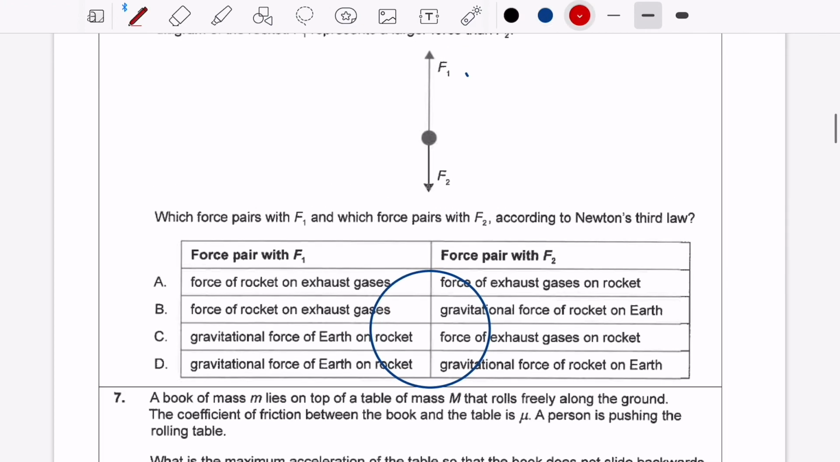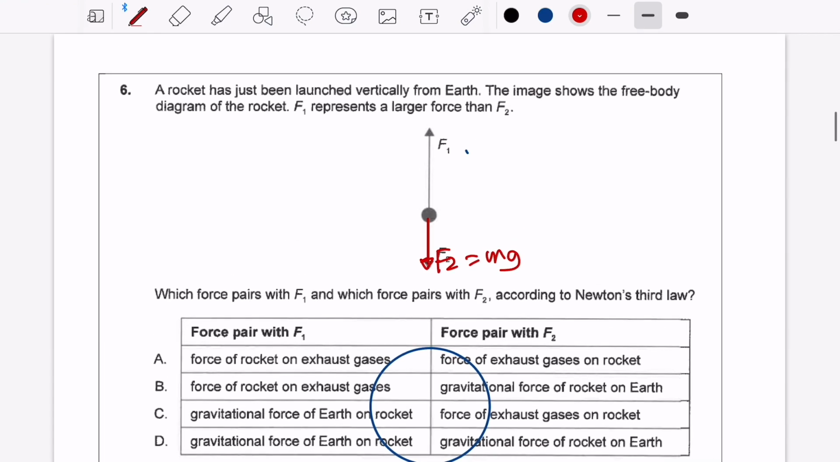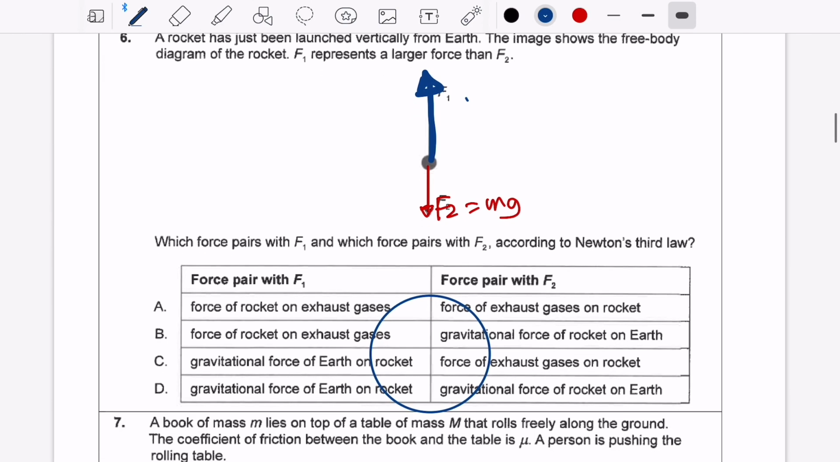Alright, and let's use different colors. This is the weight of the rocket, mg. Of course, the thrust from the engine is bigger. That's why the rocket is accelerating upwards, right? I used a blue color for the thrust. It's bigger. Now the thing is, where's the reaction force of this force?